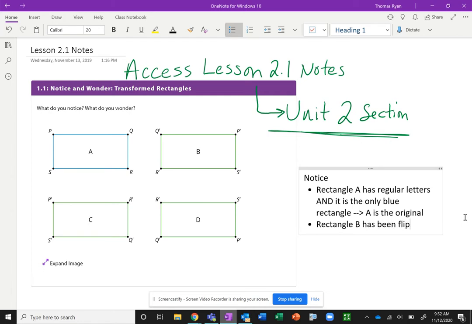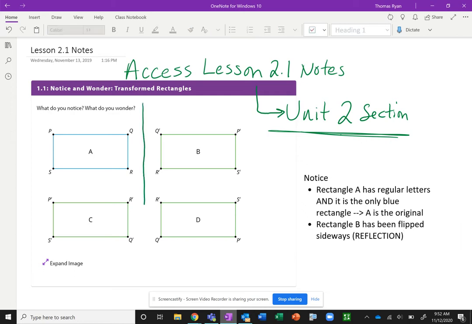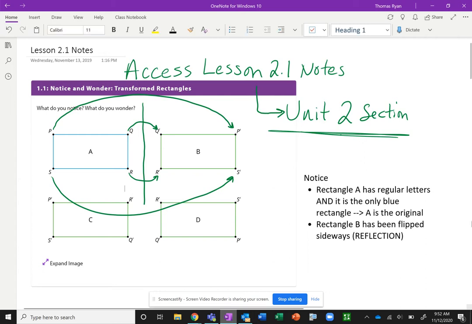has been flipped sideways, and it is a reflection. And here's how you can notice if you didn't quite pick up on this. Because look, if I draw a line halfway in between, then P will get flipped over this line and become P prime, Q will get flipped over and become Q prime, S will get flipped over and become S prime, and R will become R prime. So as you can see, it's kind of folded sideways, flipped sideways over that line of reflection.